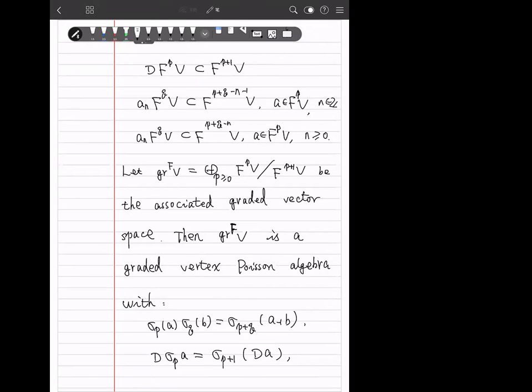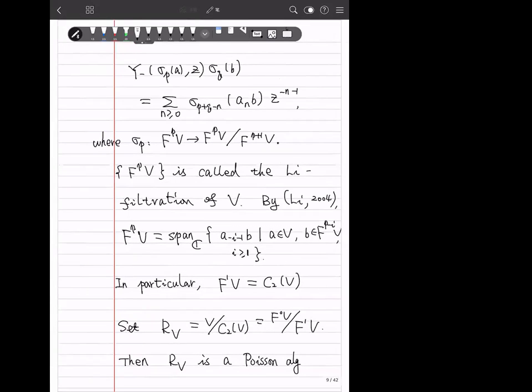Then we get the graded space. This graded space is a graded vertex Poisson algebra with this, and satisfies this, where D is also the translation operator. So σ_p is just this map, and this is defined as this. This filtration is usually called the Li filtration of V.